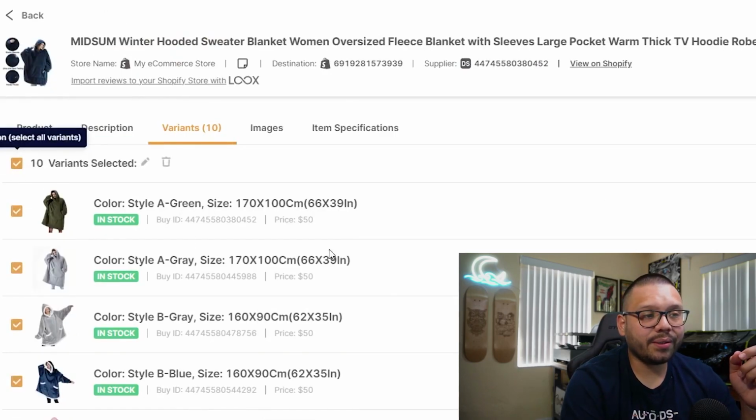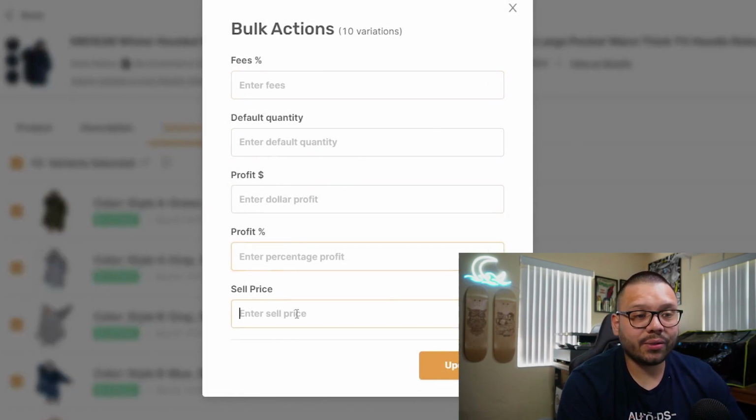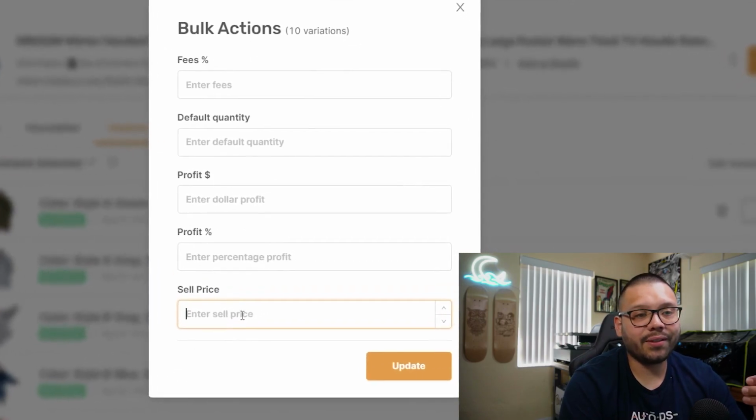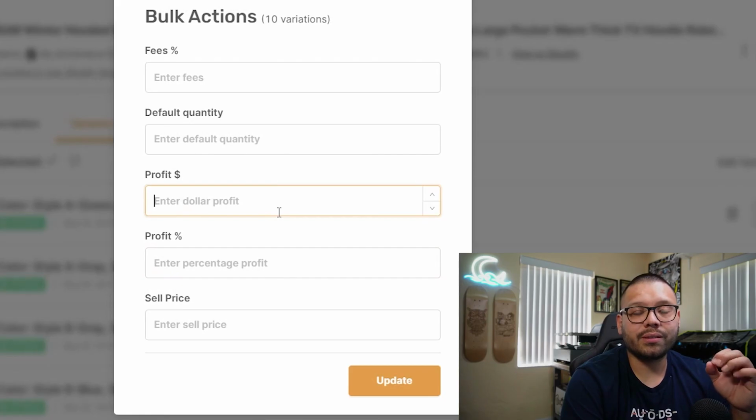Now you can either bulk edit, so you can go ahead and click on all of them and then click on the edit button over here. And then you can set your prices either based on a fee percentage or profit dollar amount, a profit percentage, or a sell price. So here you just set everything at $55 and all of your different variations will be priced at $55. Here it's going to be based on your chosen percentage, and here it's going to be based on your chosen dollar amount.